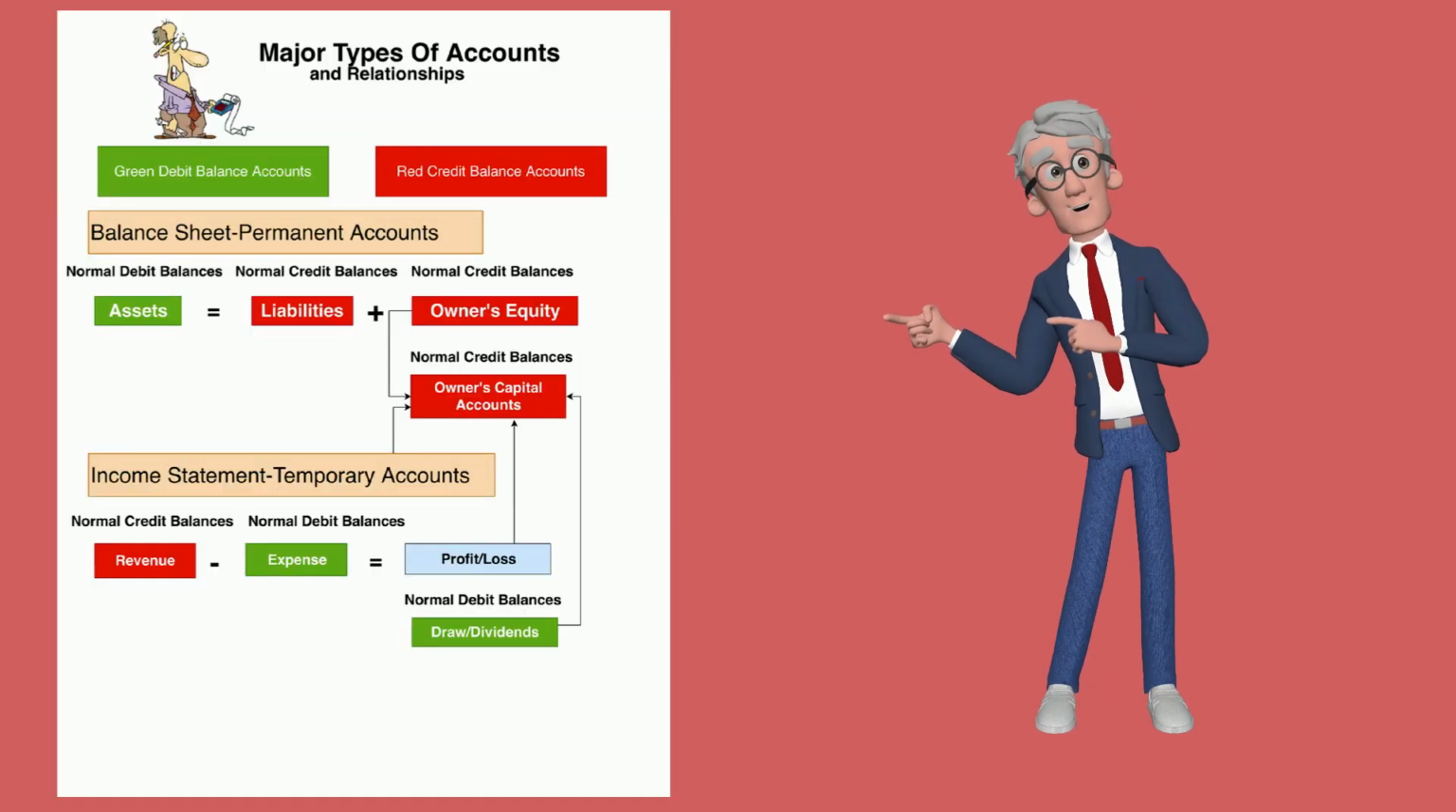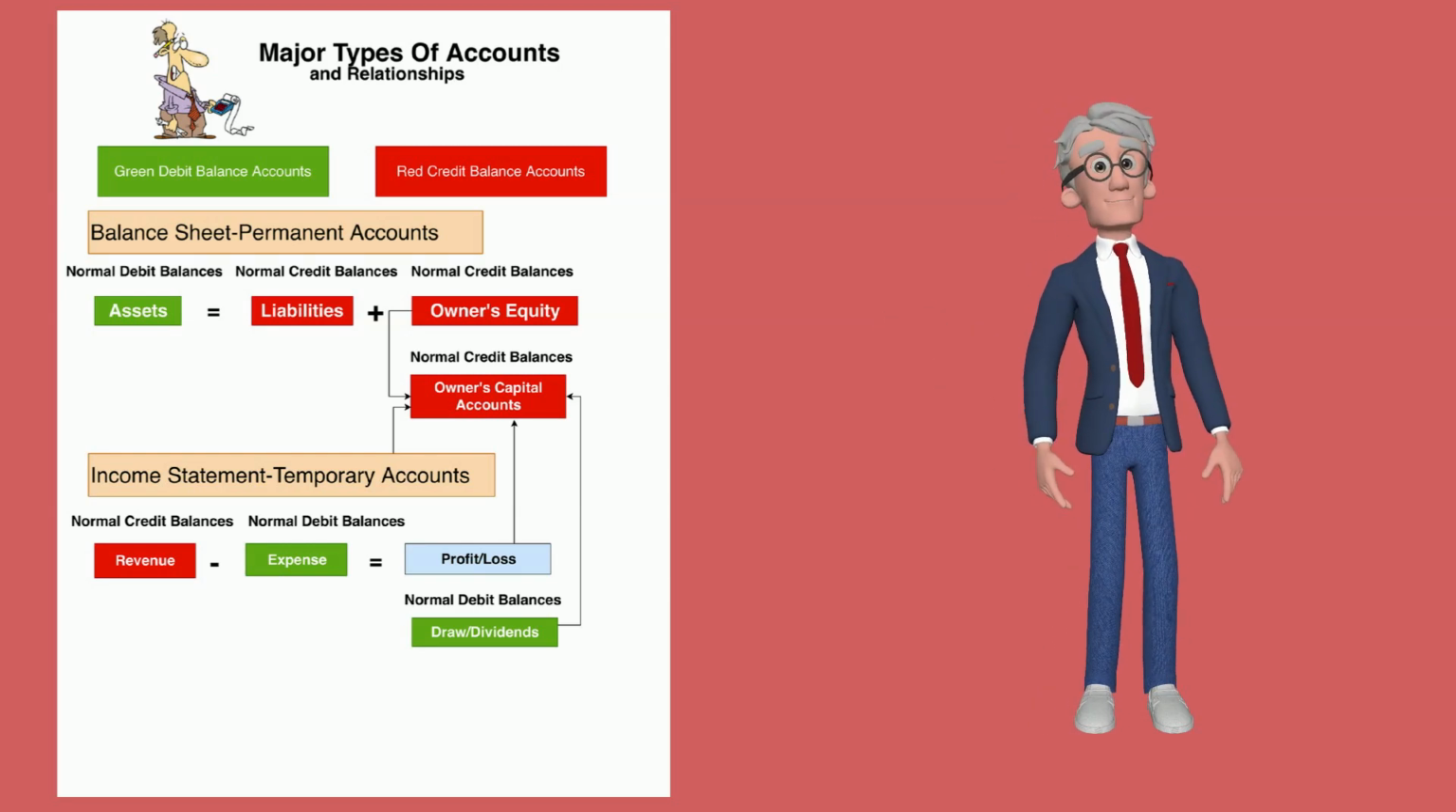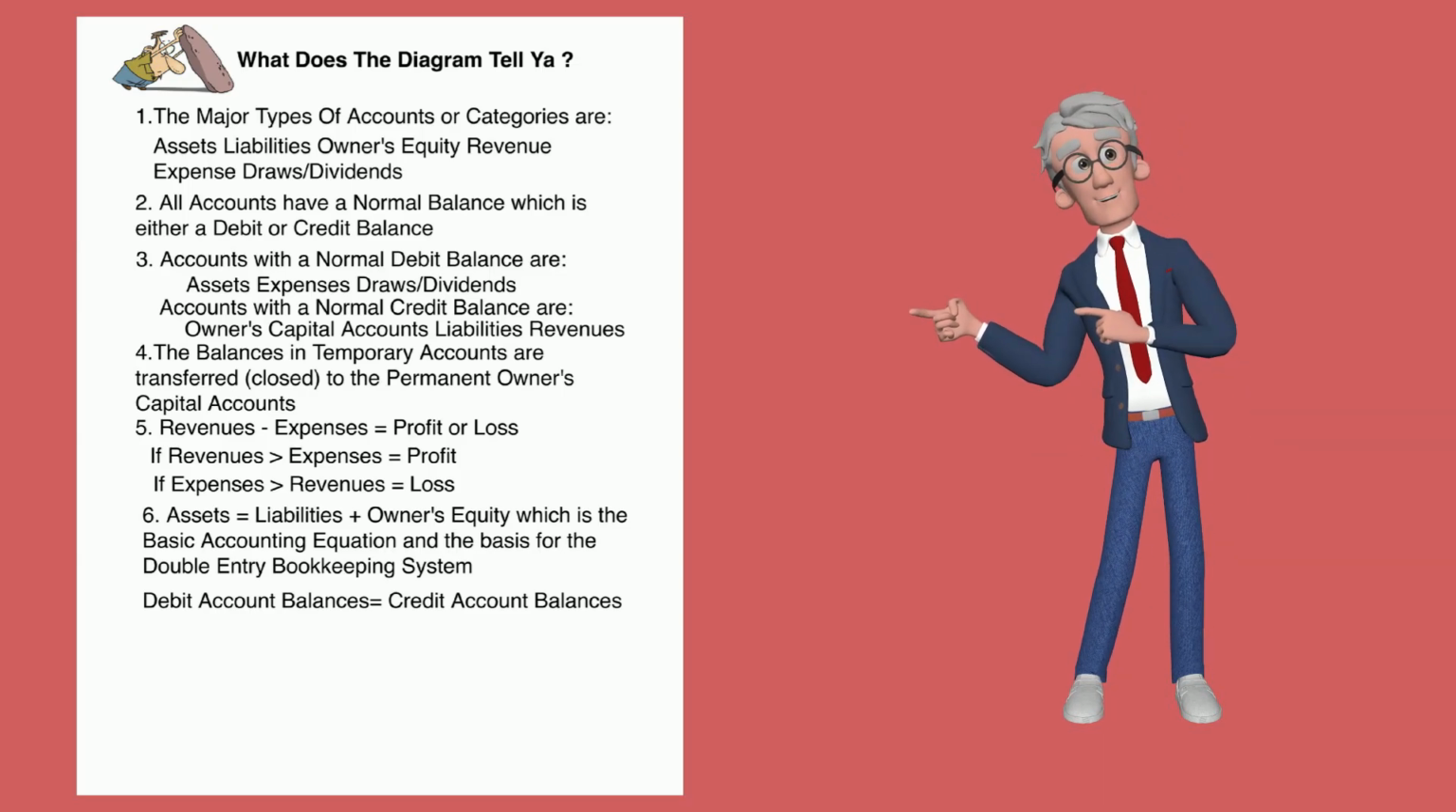Major types of accounts and relationships. Green represents debit balance accounts and red represents credit balance accounts. The relationship between balance sheet permanent accounts and income statement temporary accounts shows how profit or loss is transferred to the balance sheet owner's capital accounts. What does the diagram tell you?